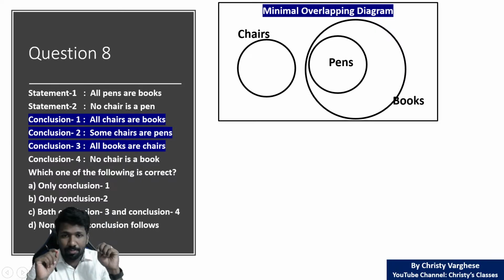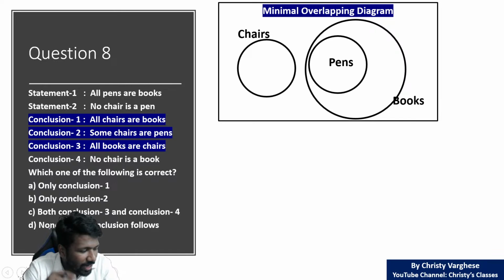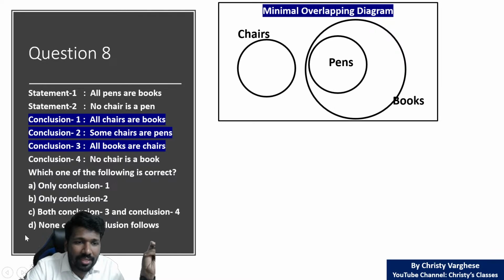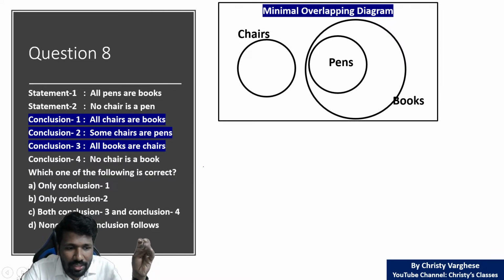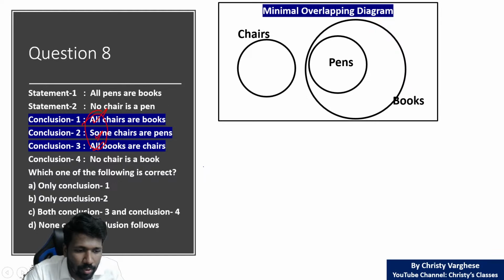Okay, I haven't explained one more aspect. Minimal overlapping can be done only for all and some case. For the negative conclusions, you cannot use minimal overlapping diagram, or minimal overlapping may not be enough in some of the cases. But all and some case, you can easily use minimal overlapping diagram. Here the conclusions, all and some are there in 3 conclusions. So minimal overlapping diagram is enough to conclude that. For the other conclusion, what to do, I will tell you.